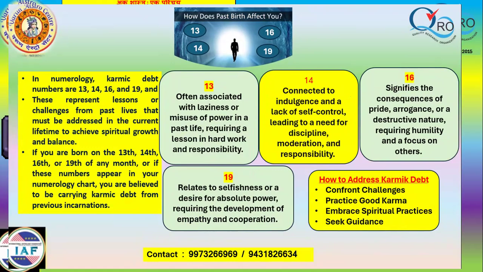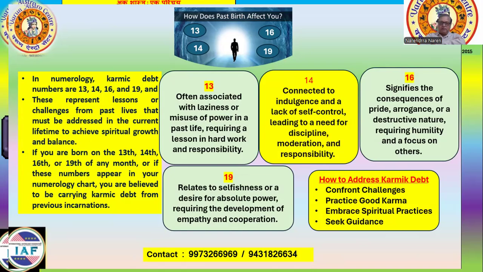So let us understand all the numbers. 13 is often associated with laziness or misuse of power in a past life, requiring a lesson in hard work and responsibility. 14 is connected to indulgence and a lack of self-control, leading to a need for discipline, moderation, and responsibility. 16 signifies the consequences of pride, arrogance, or a destructive nature, requiring humility and a focus on others. And 19 leads to selfishness or a desire for absolute power, requiring the development of empathy and cooperation.